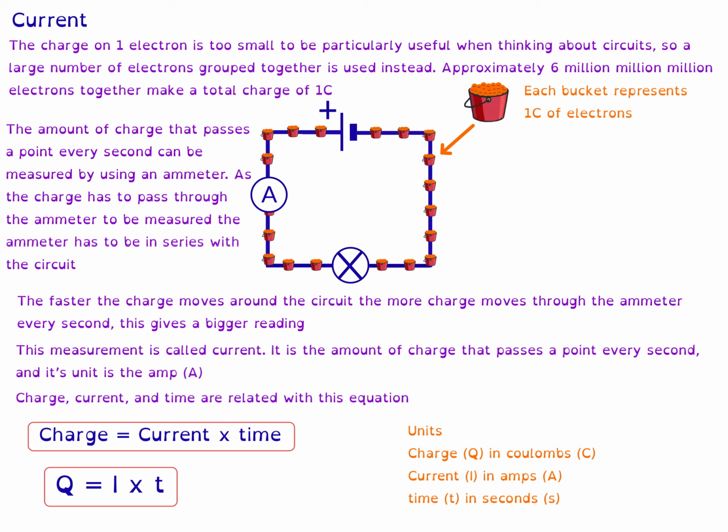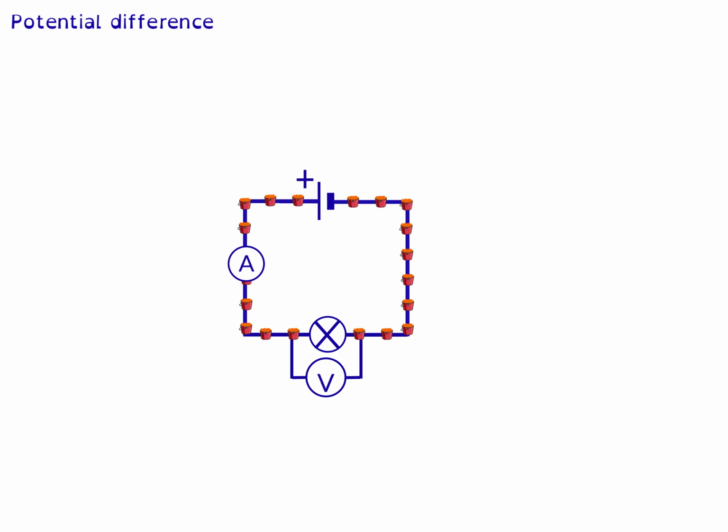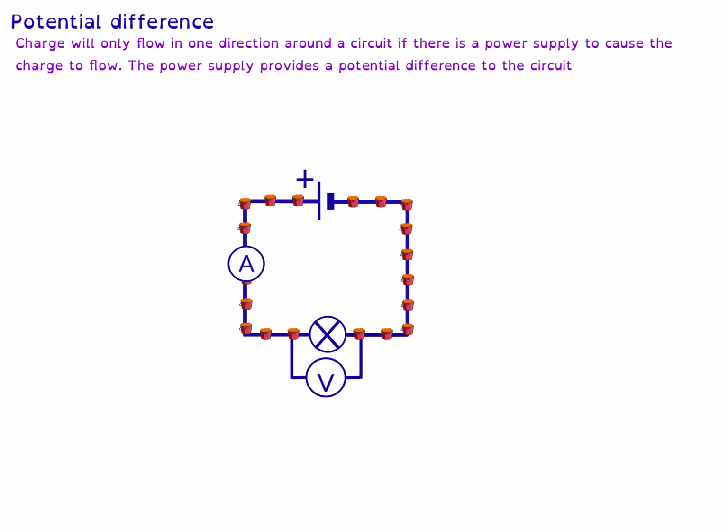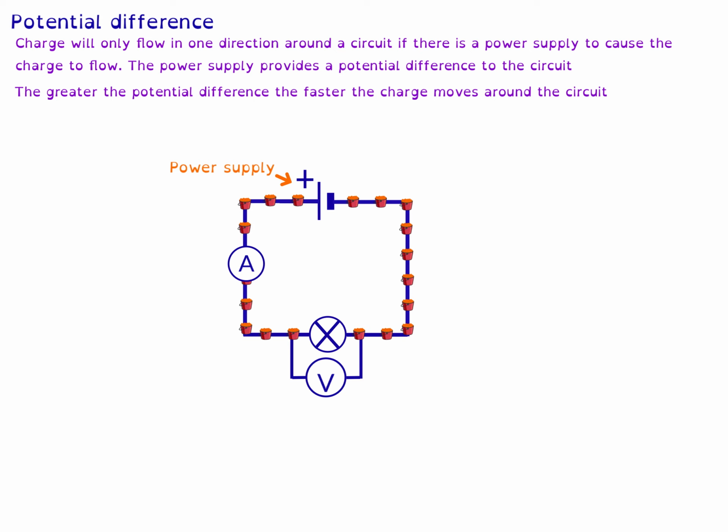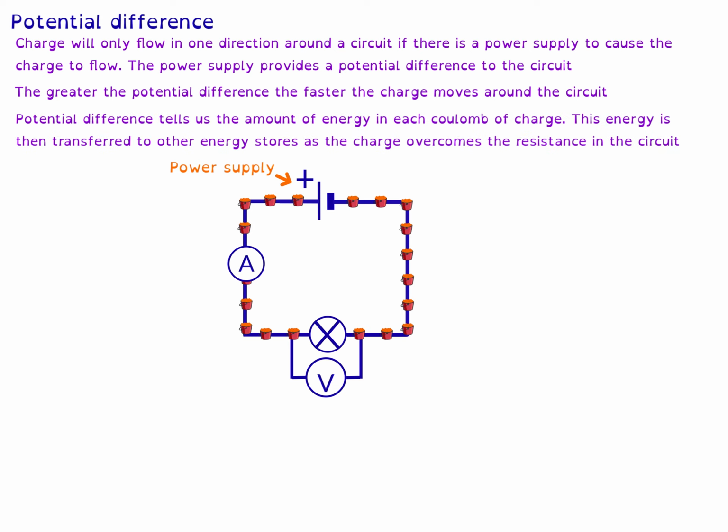Charge will only flow in one direction around a circuit if there is a power supply to cause the charge to flow. The power supply provides a potential difference to the circuit. The greater the potential difference, the faster the charge moves around the circuit. Potential difference tells us the amount of energy in each coulomb of charge. This energy is then transferred to other energy stores as the charge overcomes the resistance in the circuit.